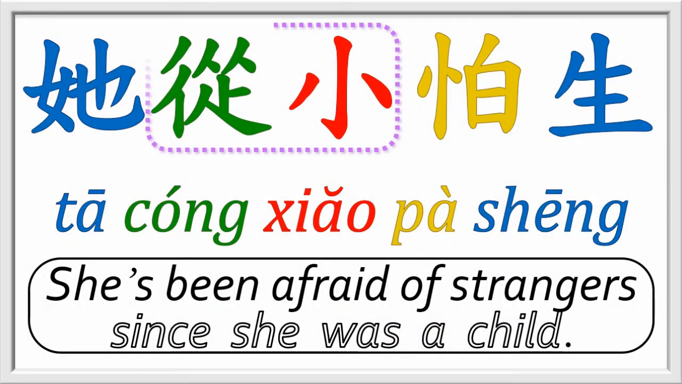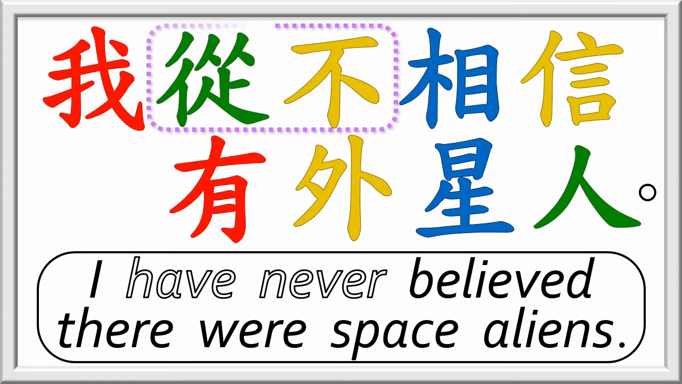The next two examples refer to time beginning in the past and continuing up to the present. 她从小怕生. She has been afraid of strangers ever since she was a child. 我从不相信有外星人. I've never believed there were space aliens.